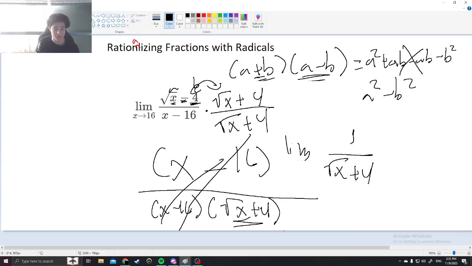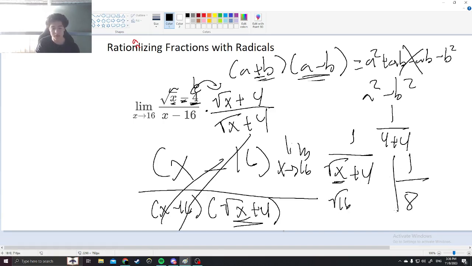And now if you plug in the limit, you replace x with 16, you get 1 over 4 plus 4, because the square root of 16 is 4. So you get 1 over 8, and that's your answer. We'll go over one more of these because it's a little bit complicated.